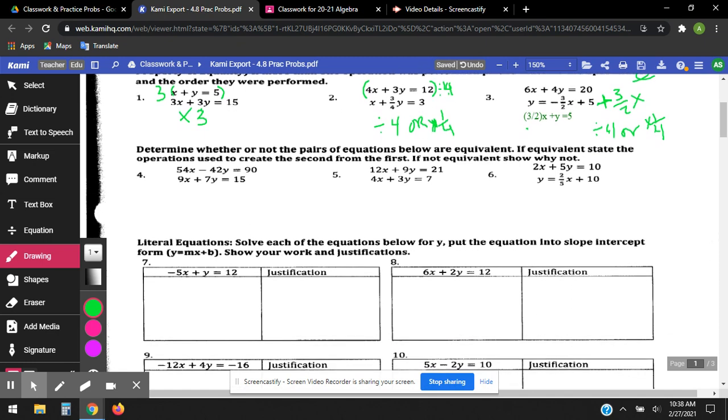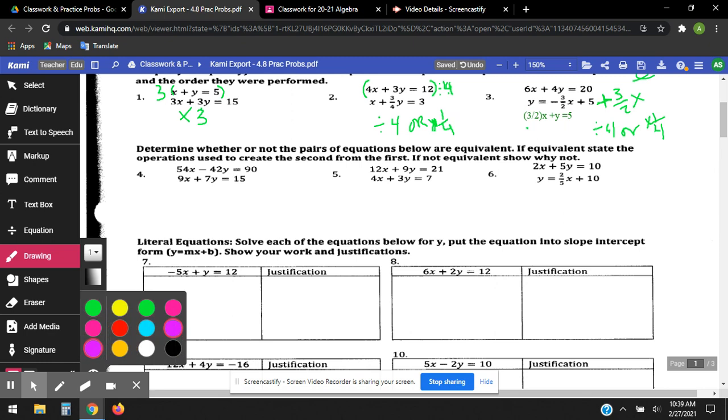All right. 4. Determine whether or not the pairs of equations are equivalent. So we don't know. If equivalent, state the operations used to create the second from the first. If not, show why. Okay, well, here is a 54 to a 9. Here is a 42 to a 7. Here's a 90 to a 15.